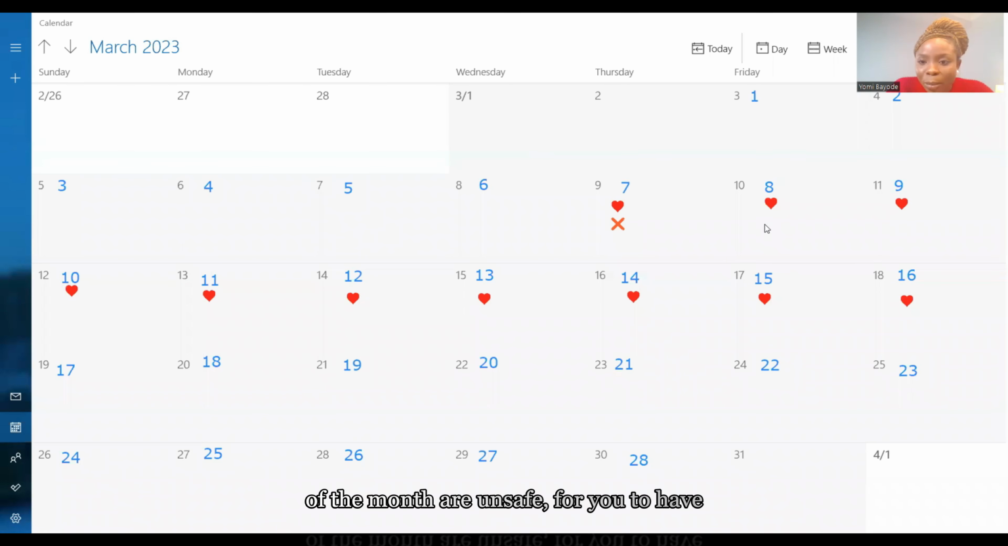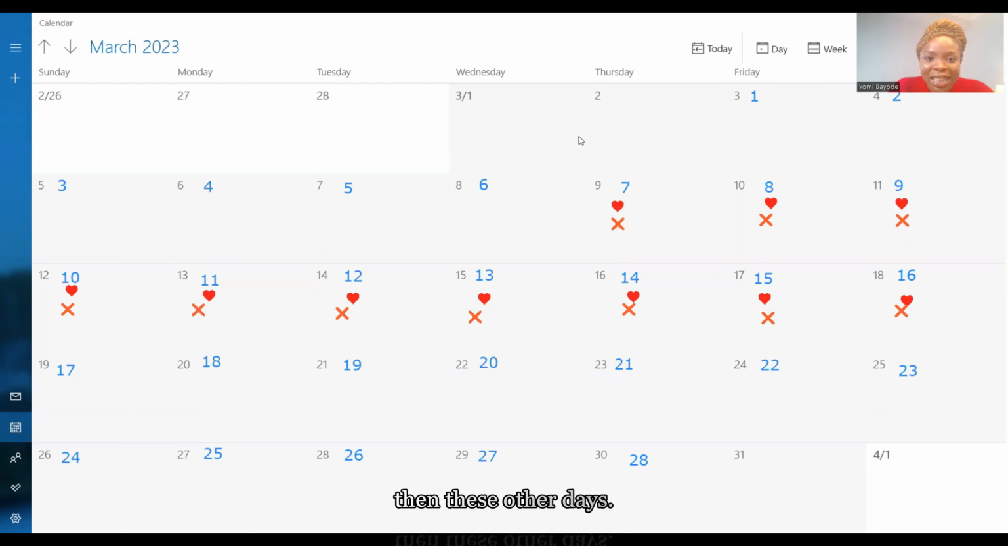So these days of the month are unsafe for you to have unprotected sex, because if you do, you have a high chance of getting pregnant. Yep, very, very high chance of getting pregnant. But if you do not want to get pregnant, then these other days of the month are safe.